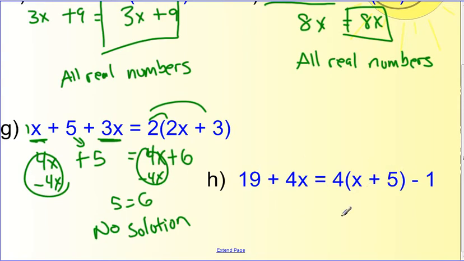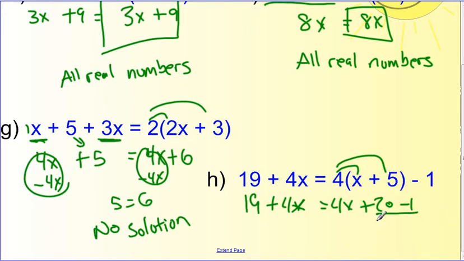And lastly, letter H. So distribute, distribute. That is 4x plus 20 minus 1, 19 plus 4x. I can combine like terms. 20 minus 1. I can do that math. 20 minus 1 is 19. Now, this is another example of an identity.